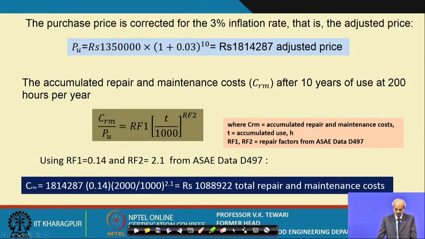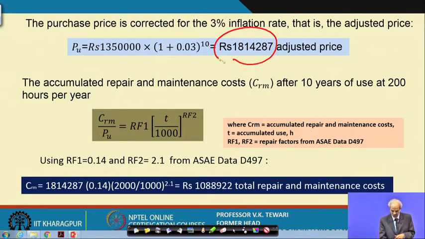The purchase price is corrected for a 3% inflation rate, that is the adjusted price. Well, when you are talking of the interest rate, when you are talking of the machine which you have purchased, and then you are talking of the correction for inflation rate. So, the inflation rate changes depending upon which year you are talking of and all that. So, a very big figure comes at this point of time, which you may check if there is any mistake anywhere. Well, we will accept that, but we hope that the value given over here is correct.